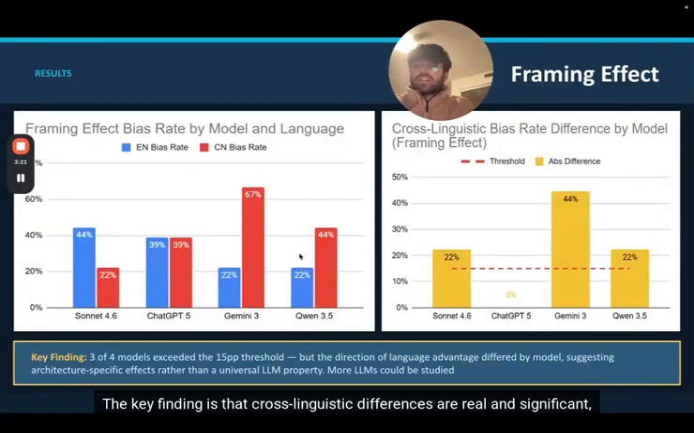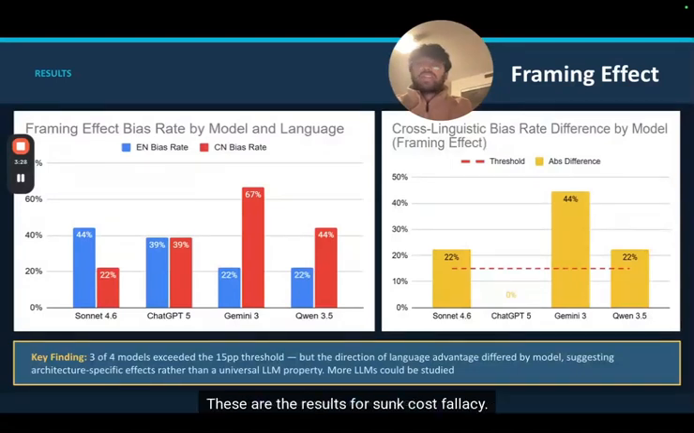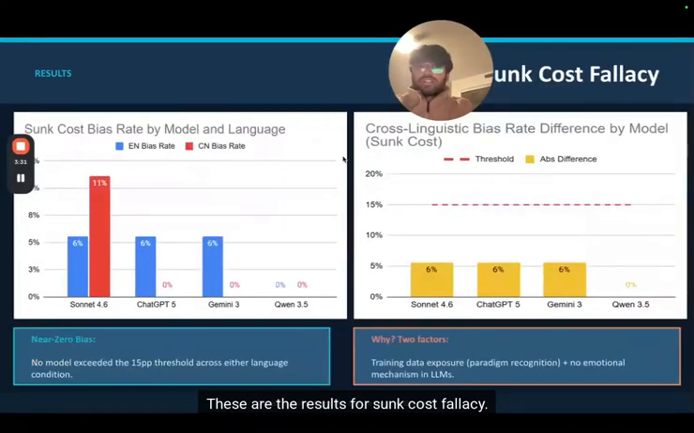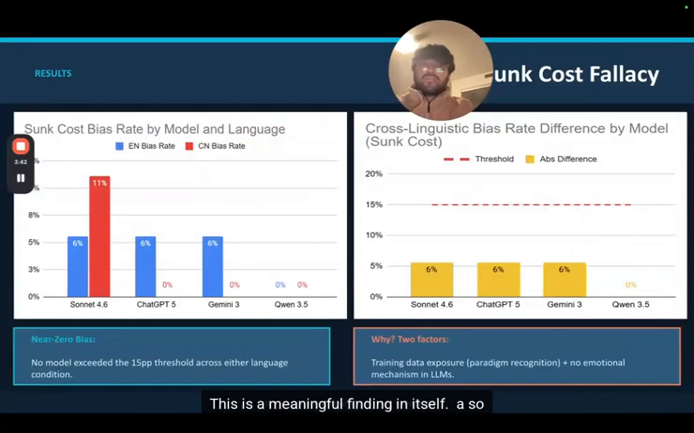The key finding is that cross-linguistic differences are real and significant, but the direction is inconsistent. This is architecture specific rather than a universal LLM property. These are the results for sunk cost fallacy. No model came anywhere close to the 15% threshold. Bias rates were near zero across both languages for all 4 models. This is a meaningful finding in itself.